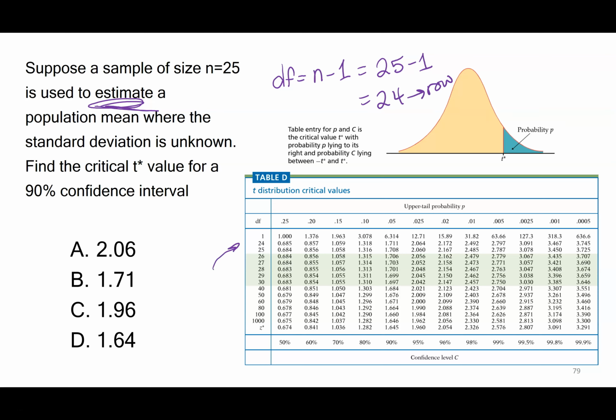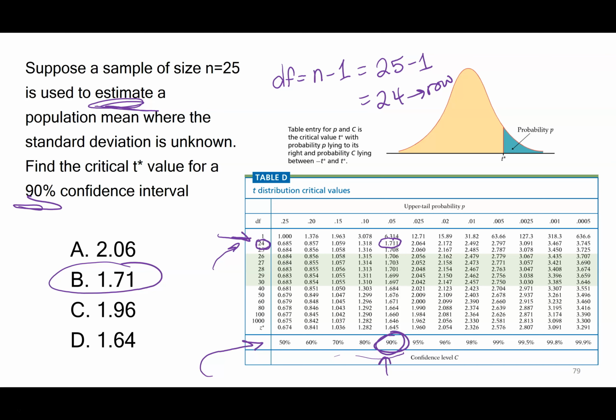So, hey, look at this really conveniently cropped table. It has this 24 row here. And then if I want a 90% confidence interval, I'm going to look across the bottom. So looking here, here's 90%. Now I'm going to find where this row and this column meet. So it's going to be 1.711. So if I'm looking at these answer options, it's going to be this one right here.